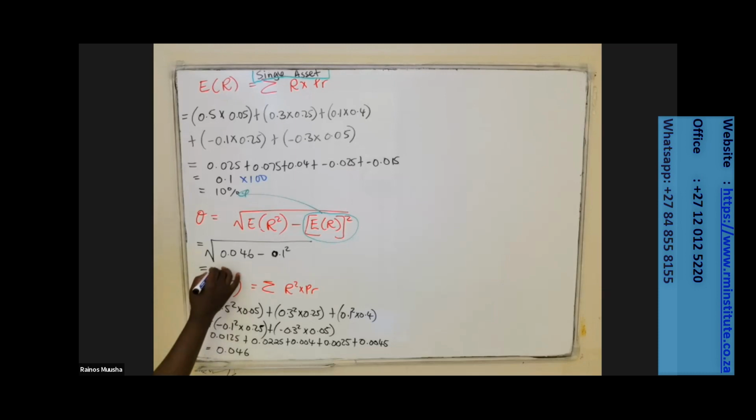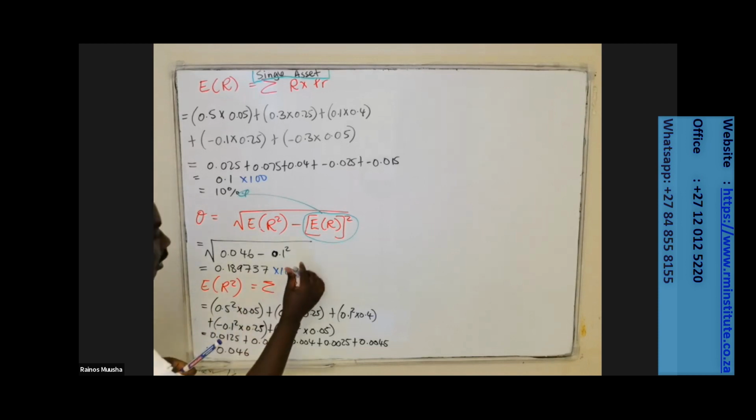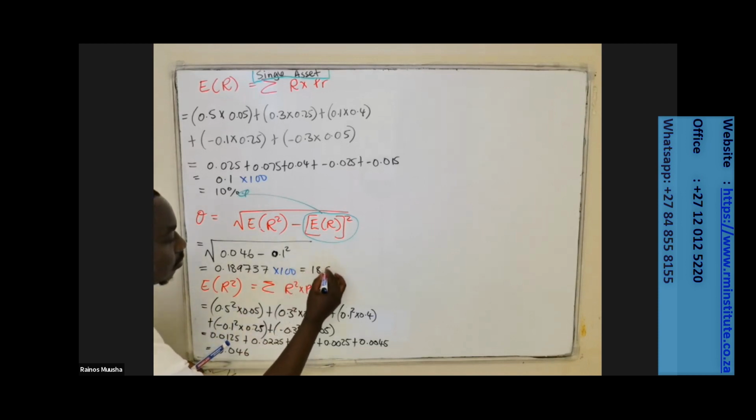You should be able to get a figure of 0.189737, which when multiplied by 100 would give us an amount of 18.97%. Is there anyone lost? Are there any questions?